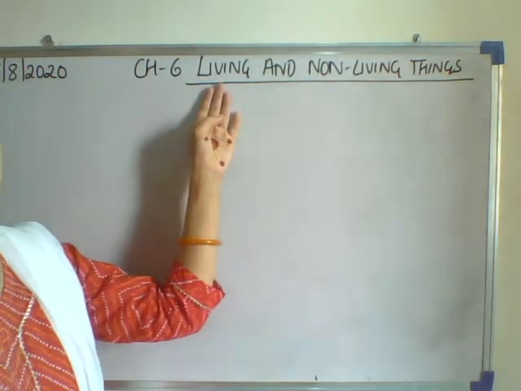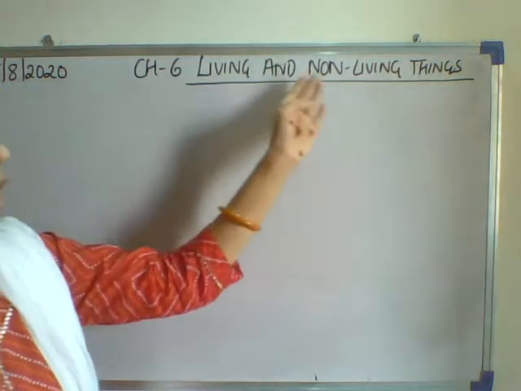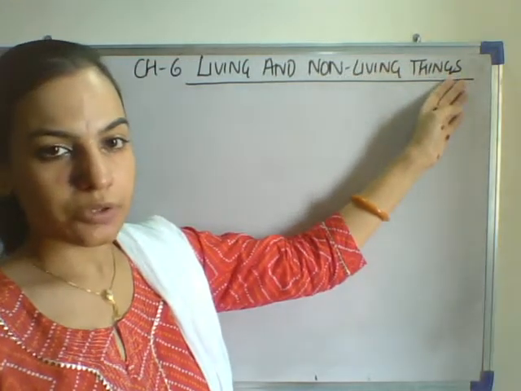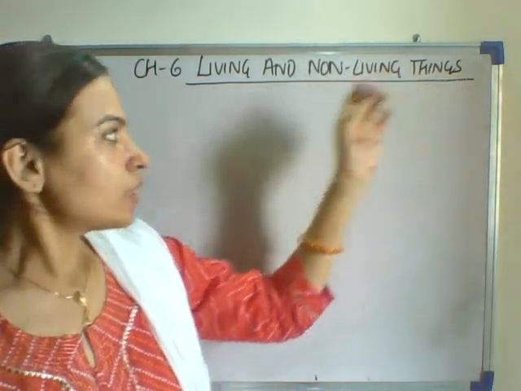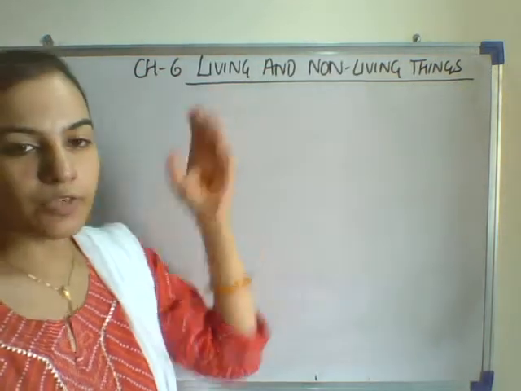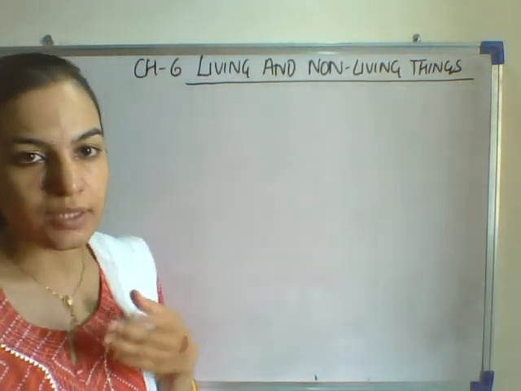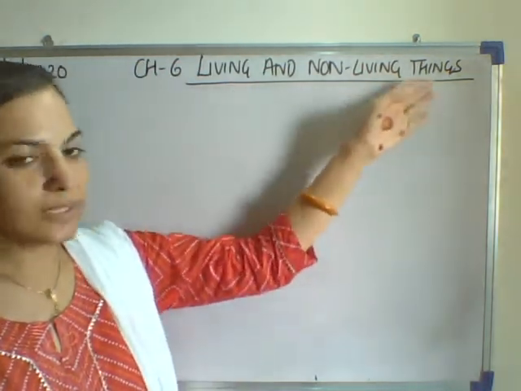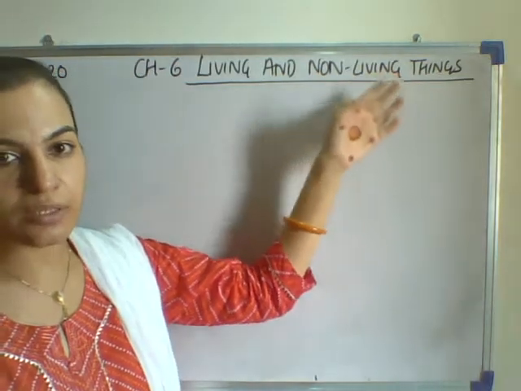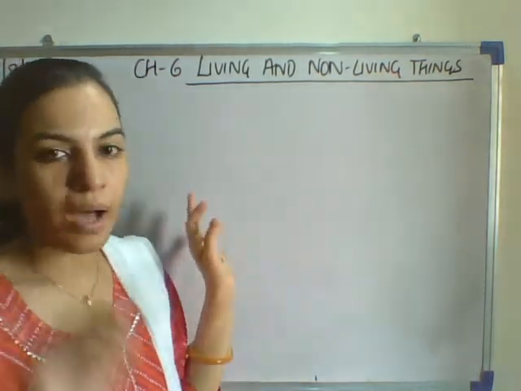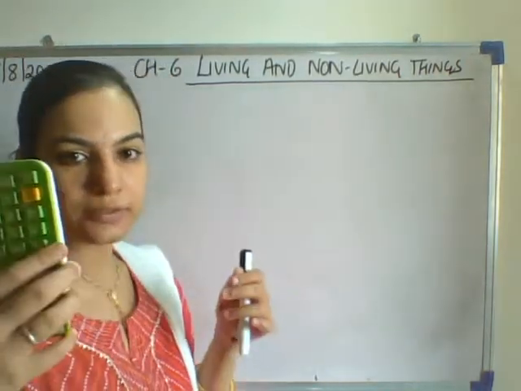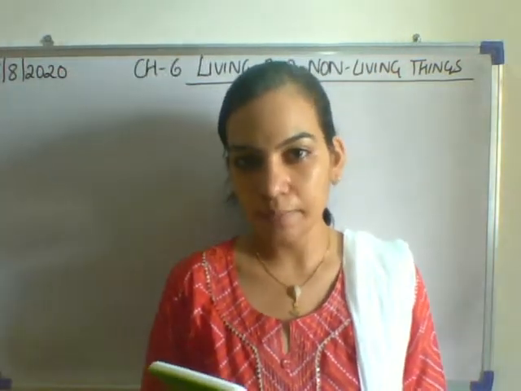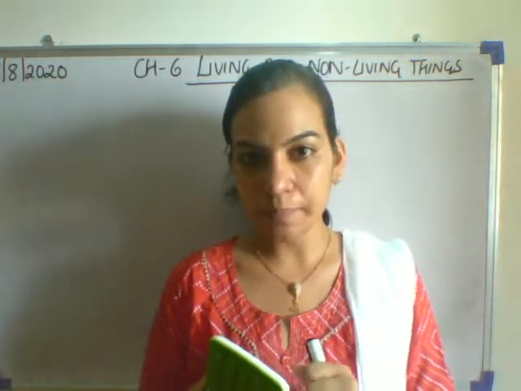Living means which has life in it. Non-living things means they do not have life in them. Examples: we are living things. Human beings, plants, animals, these all are living things. Non-living things are chair, table, this blackboard, this marker, this calculator. Non-living things do not have any life in them and the living things have life in them.